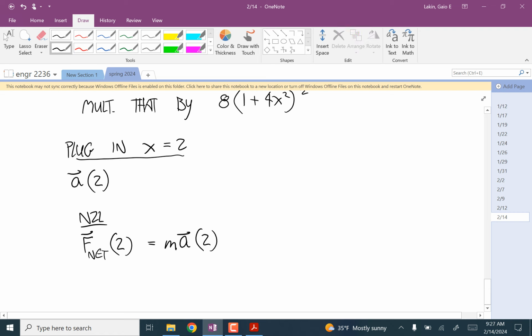Dang it! Well, maybe it said the mass is 1. Probably didn't. I think it was like 30 or something. Any other questions about that one?